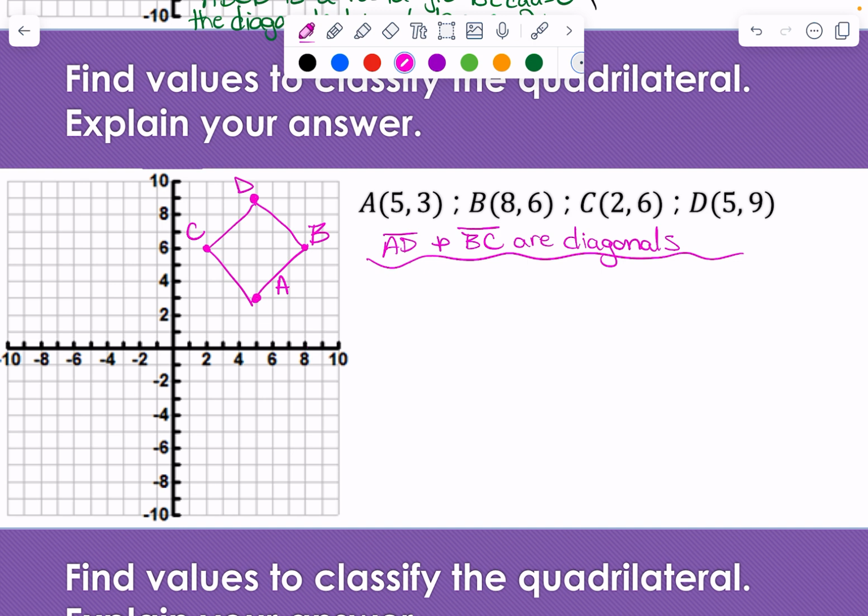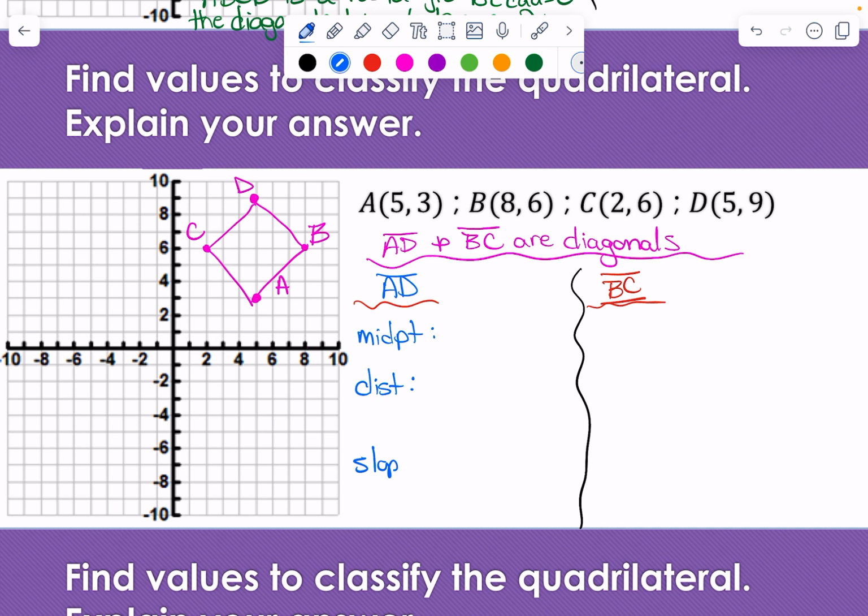Okay, so again, I'm going to split my workspace up here a little bit. On one side, I'm going to do AD. On the other side, I'm going to do BC. And on this side, I want to do the midpoint, distance, and slope. On the other side, I'm going to do the midpoint, the distance, and the slope.